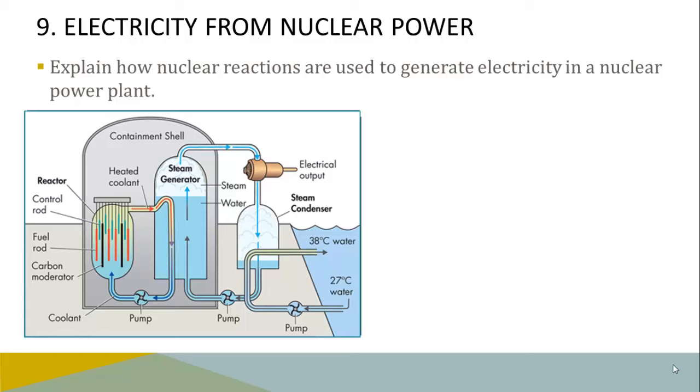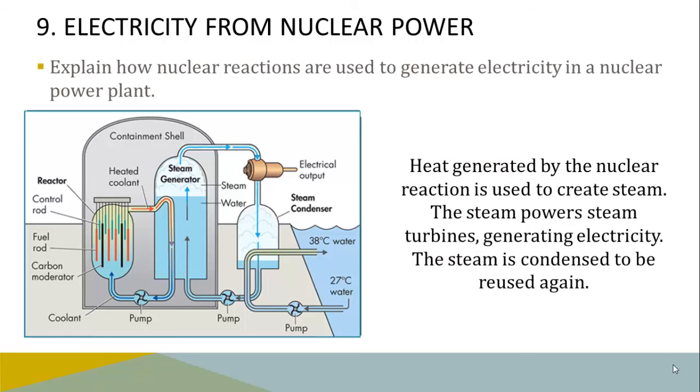So I can insert the control rods further to slow things down or pull them out to speed things up, depending on what the demand is for electricity. So the nuclear reaction is going to generate a lot of heat, and that heat is going to be used to change liquid water into steam. So that heat is changing liquid water into steam in a steam generator, and that steam is going to go through a steam turbine, and that is going to generate electricity.